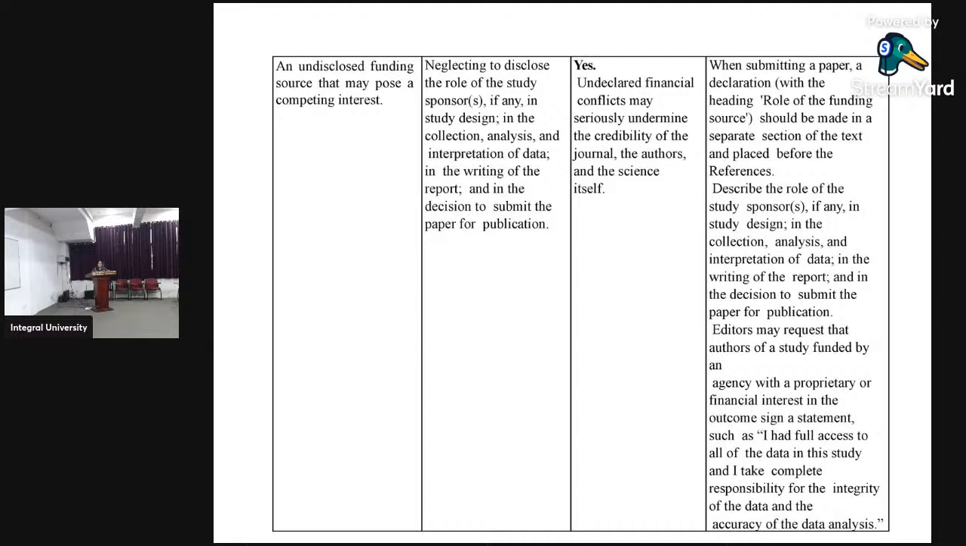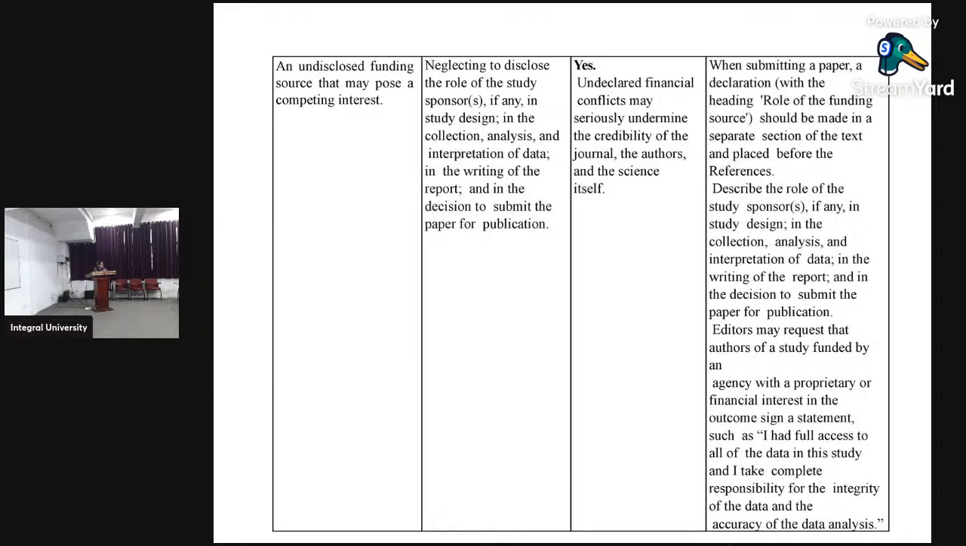So, neglecting to disclose the role of the study sponsors, if any, in the study design, in the collection, analysis and interpretation of data, in the writing of the report, and in the decision to submit the paper for publication. So the funding source may influence your idea, right? They may influence, saying we don't want to send the paper to this particular journal, we should send it to some other journal, because they may have a say in the final outcome of the paper.